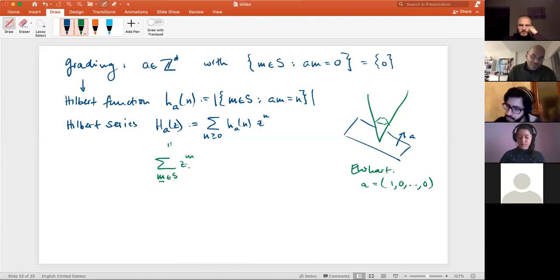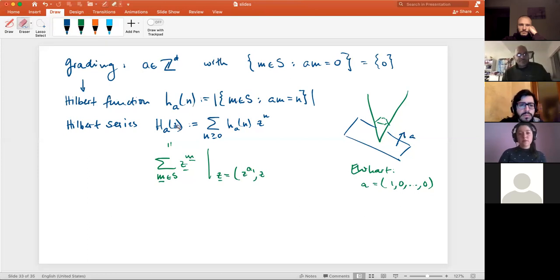Remember these are now vectors here. And so I evaluate this at c equals z to the a1. So this is a single variable. Maybe I shouldn't call them z. Let's call this x. So x to a1, x to a2, and so on.